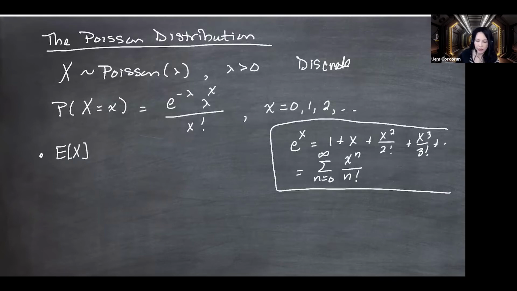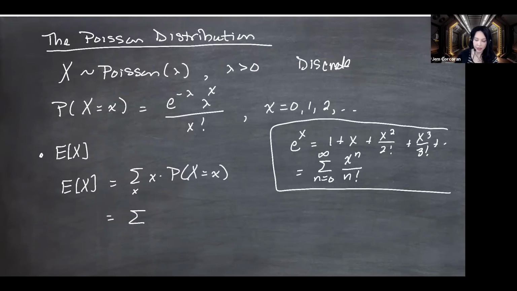So one thing is the expected value of X. Let's do it. The expected value of X is going to be the sum over all x of x times this probability. Of course, this sum is 0 in a lot of places, so I only need to sum it as x goes from 0 to infinity of x e to the minus lambda, lambda to the x over x factorial.